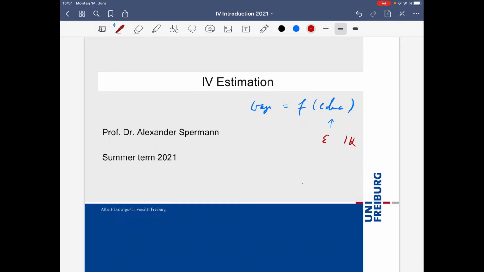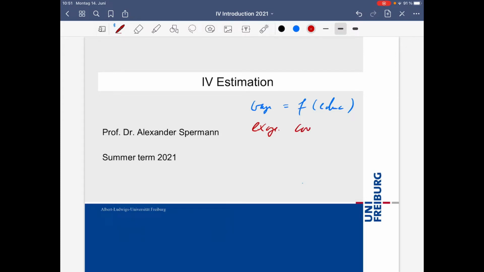So IQ has an influence on the years of schooling you take, and this could be positively or negatively correlated, but there's something hidden in the error term that is correlated with education, and then in such a case, you cannot take education as an exogenous variable.